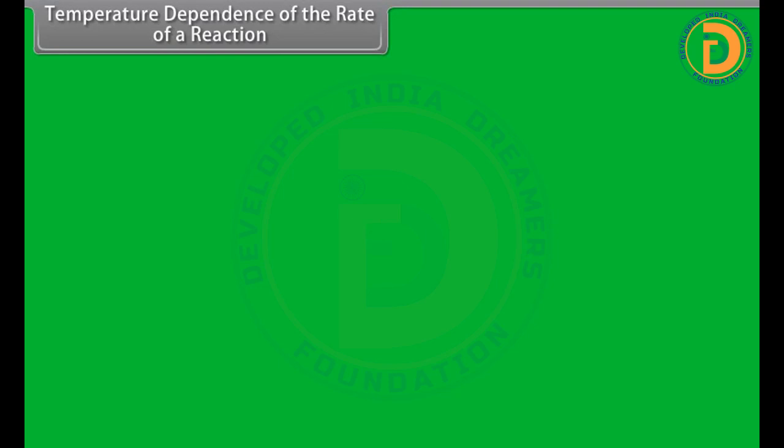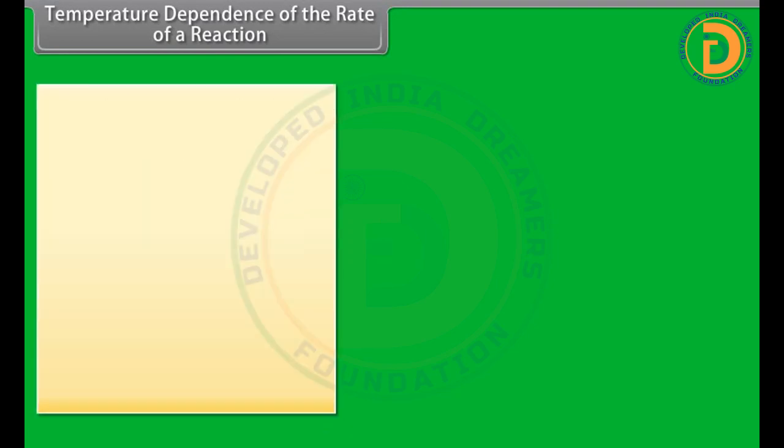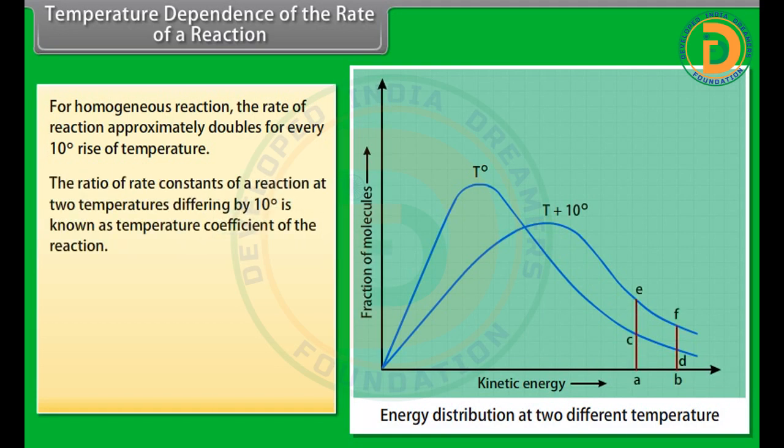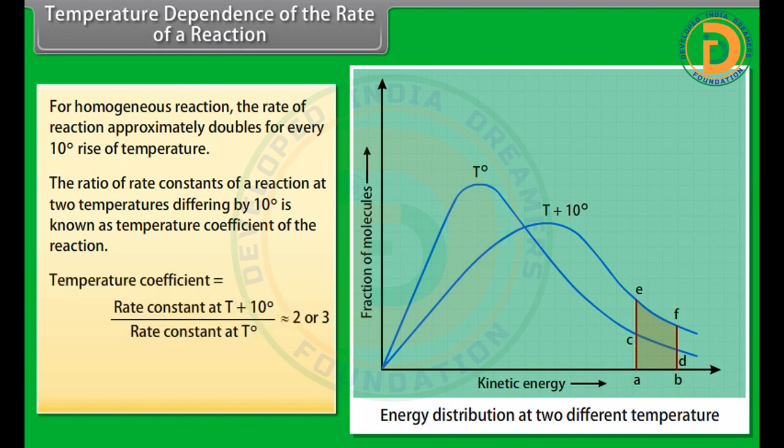Temperature dependence of the rate of a reaction. For homogeneous reaction, the rate of reaction approximately doubles for every 10 degree rise of temperature. The ratio of rate constants of a reaction at two temperatures differing by 10 degrees is known as temperature coefficient of the reaction. Value of temperature coefficient for most of the reaction is close to 2 and in some cases it approaches 3. When the temperature is increased by t plus 10 degree, the curve flattens.